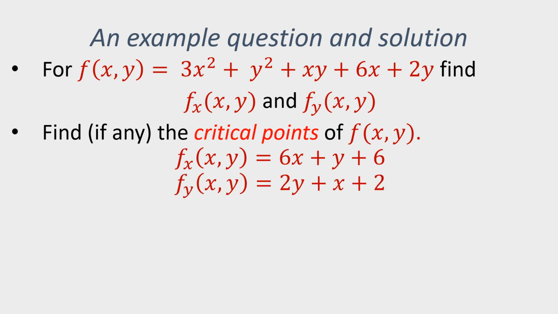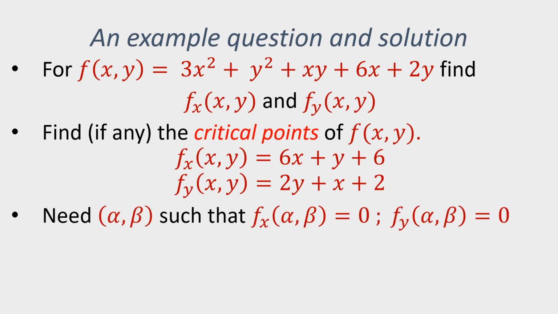We then form the partial derivative with respect to y. And this time we're treating x as if it was a constant. So this term disappears. We differentiate that term. We get 2 times y. We differentiate this term. We get x. This term disappears. And when we differentiate this term, we get the value 2.